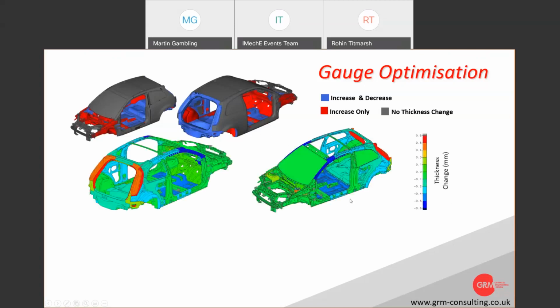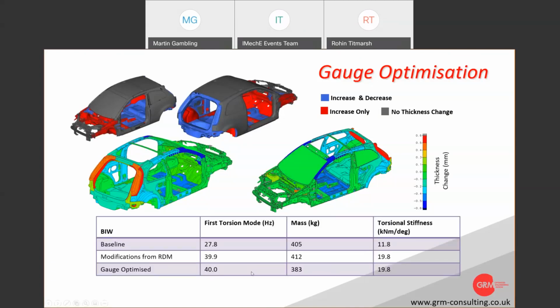Here we see the change. So it's a bit of a colour plot to absorb in a short webinar, but certainly it's something that you can see where it's moved the material around. And here we can see it's very easy to get back to, in fact, below our initial weight, whilst we're still maintaining our same 40 hertz target and 20 for the torsional stiffness. So that's nice and straightforward.